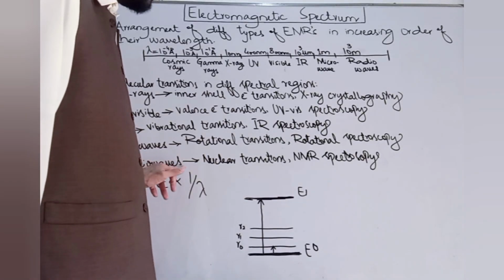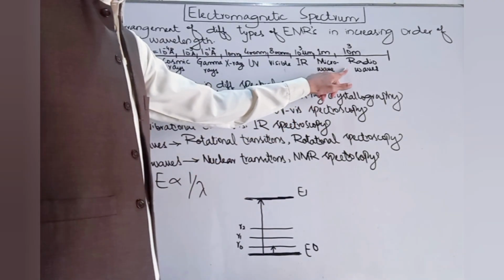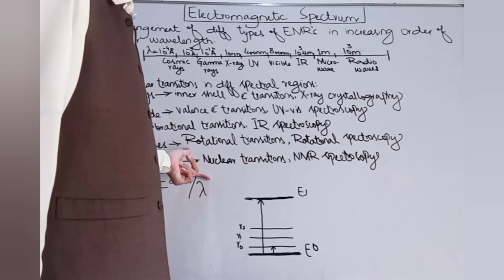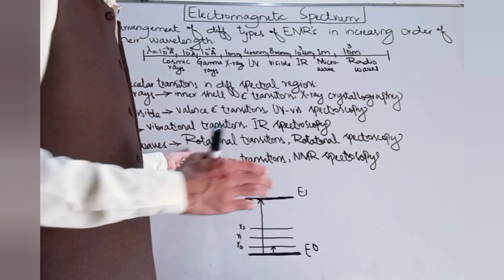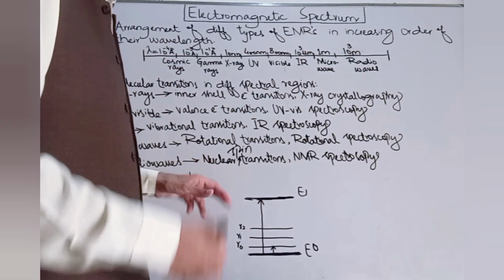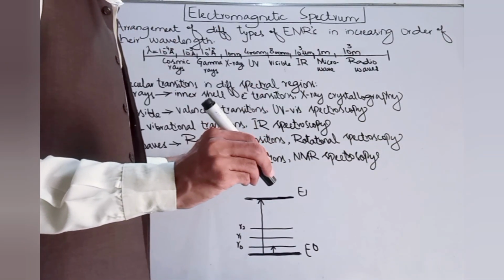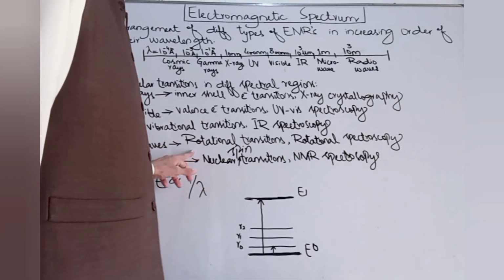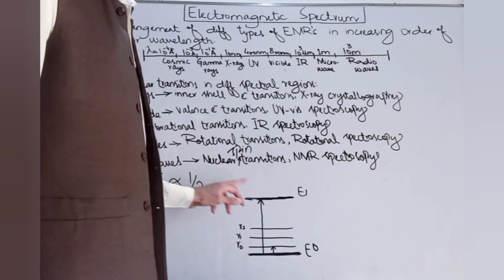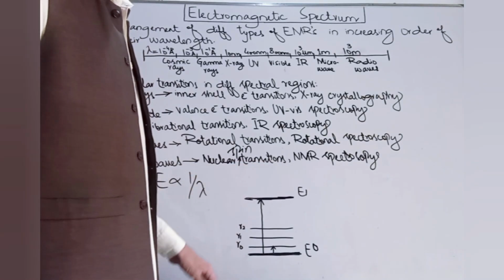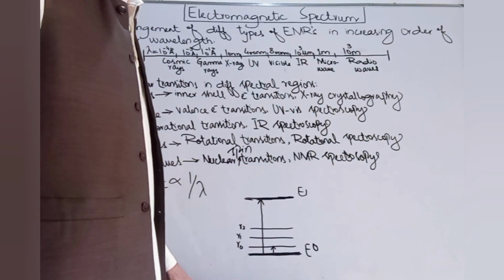And the last one is the radio waves. Very large wavelength, very small energy. So absorption of radiation in the radio wave region causes nuclear spin transitions, which require a very small amount of energy. The type of spectroscopy concerned with these transitions is called nuclear magnetic resonance spectroscopy.